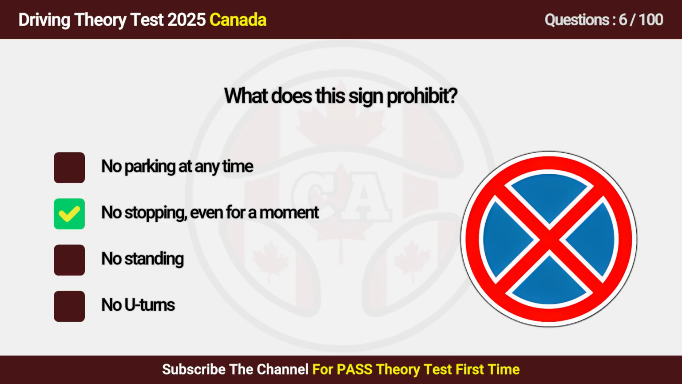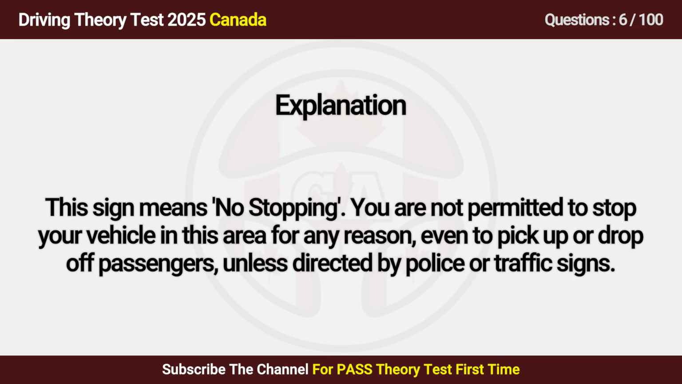Answer is B. No stopping even for a moment. This sign means no stopping. You are not permitted to stop your vehicle in this area for any reason, even to pick up or drop off passengers, unless directed by police or traffic signs.